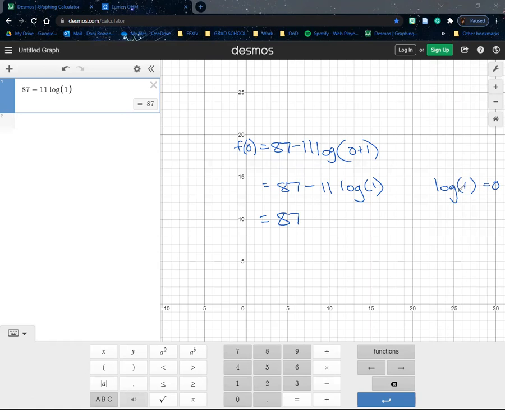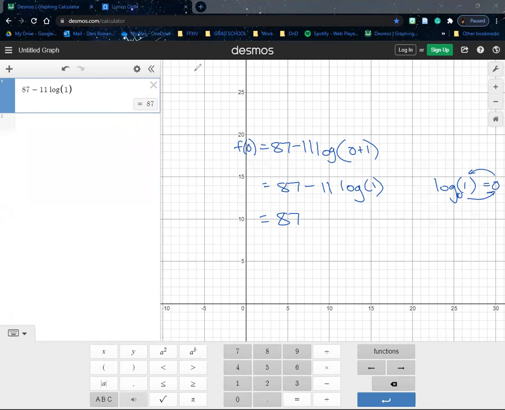The reason being, in order for anything raised to a power to equal 1, in this case 10 raised to a certain power is equal to 1, it's got to be 0. So log 1 is always 0. Log base anything of 1 is always 0.